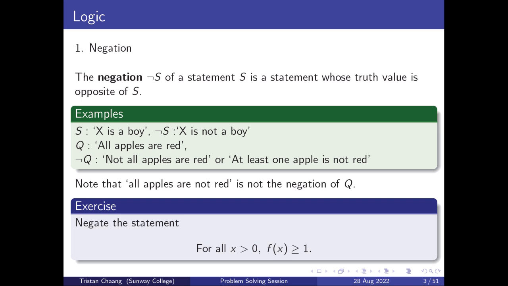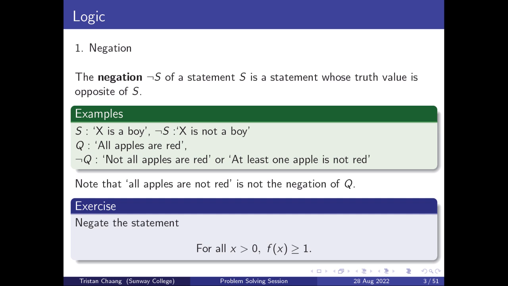Now, the second statement here is quite interesting. All apples are red. So, what do you think the negation of that statement is? Some people might say "all apples are not red" because you just add a not inside the sentence, right? But can anyone tell me why that would not be the negation of the statement? Well, "all apples are not red" is not a negation because, first of all, between a statement and its negation, one of them must be true.